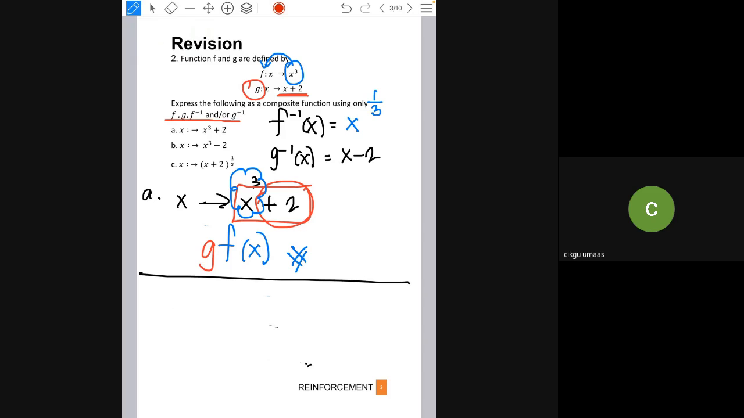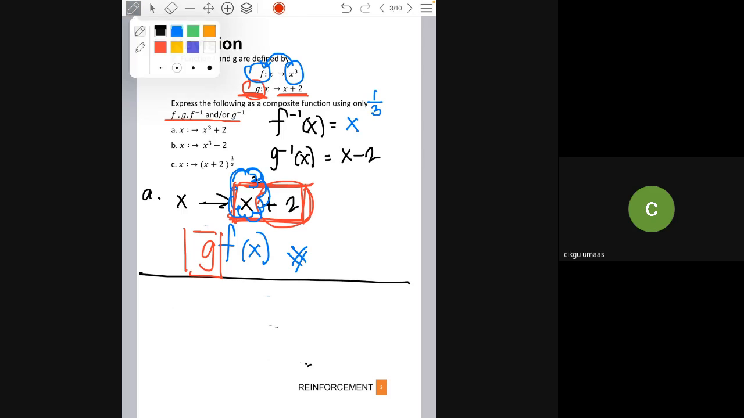Repeat back again. First, look at the overall picture. The overall picture has got a plus 2 there. And I know plus 2 can only appear when there is a G. So that is the reason why I wrote down G first. Next, I went to the x inside. X inside has got a cube. There's an x cube here. X cube can only appear when there is an F. So that's the reason I put GF.